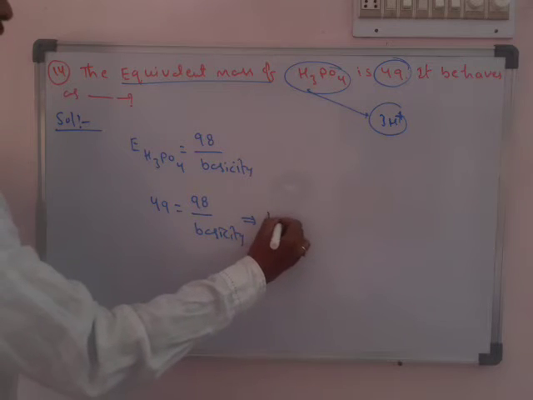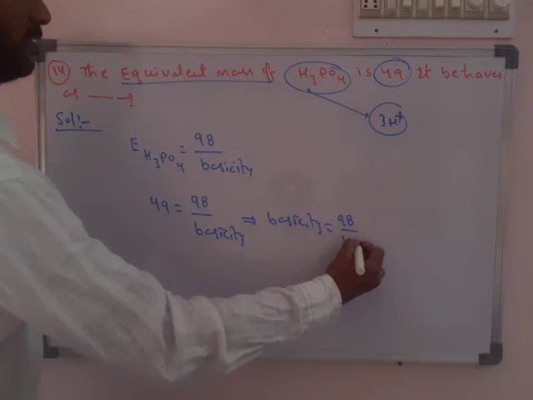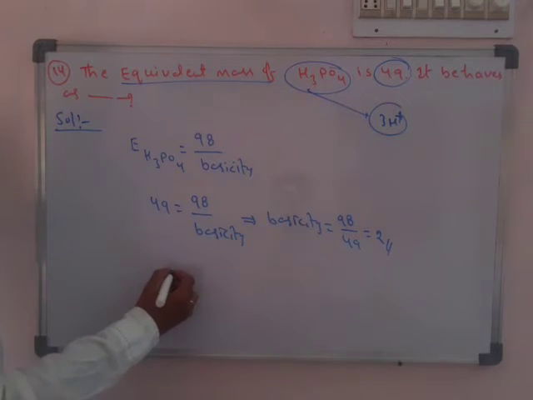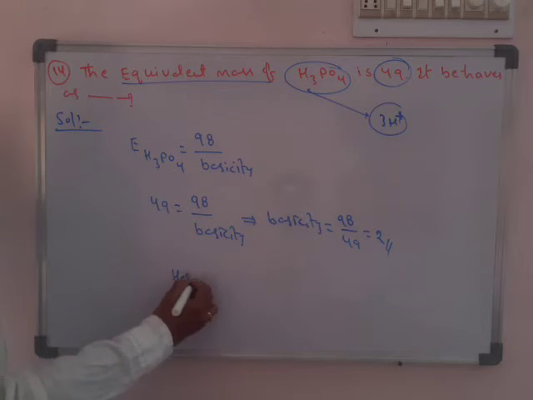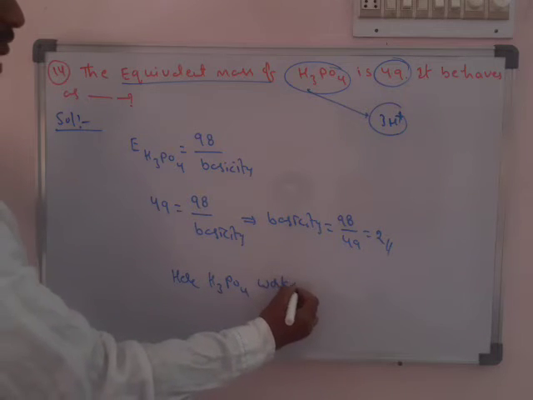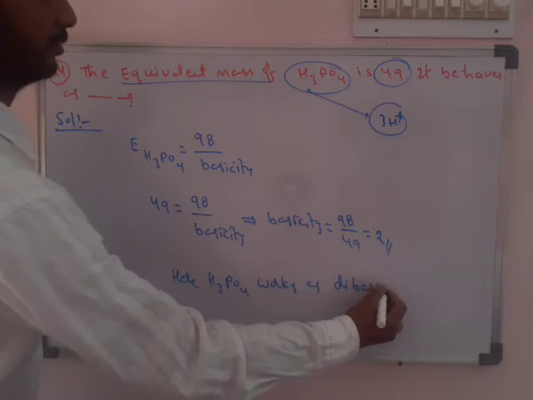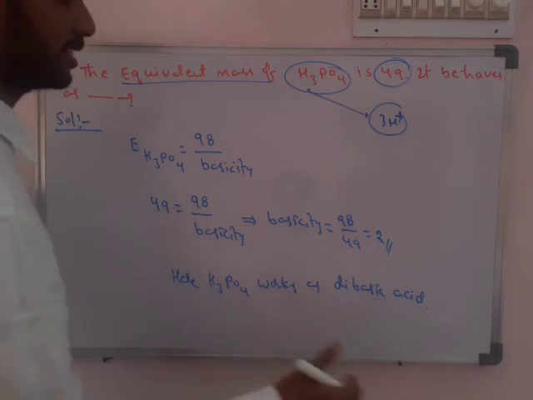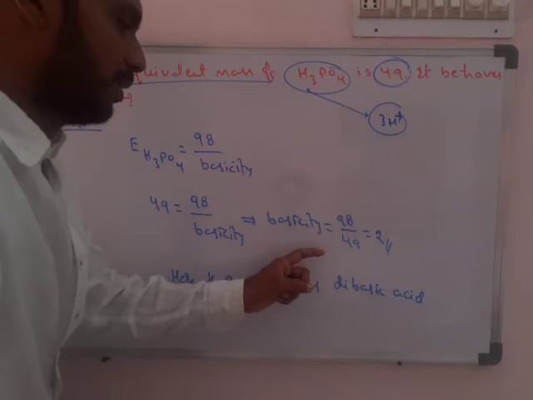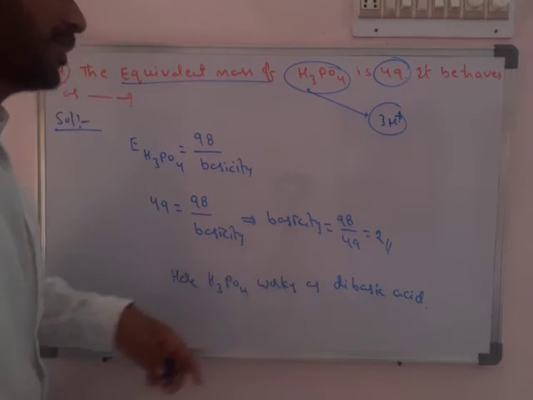So therefore what is the basicity? Basicity of this is only 2. Means here H3PO4 works as dibasic, even though it has the possibility to make its basicity 3. But based on the reaction condition, based on the other species, it's showing basicity 2.